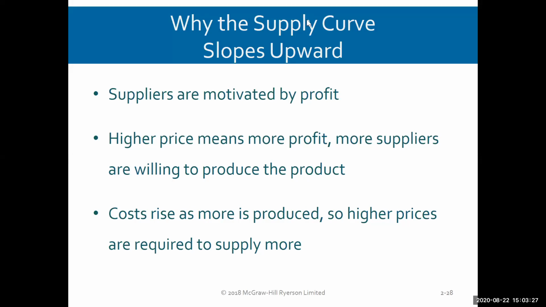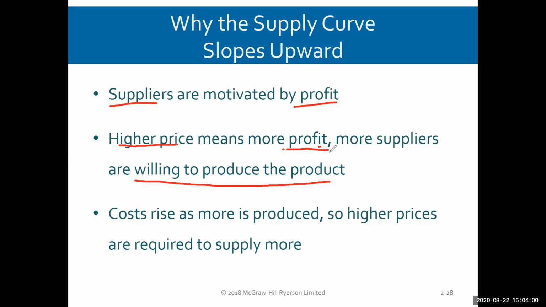So why does the supply curve slope upward? We did the same thing for demand. We explained why the demand curve sloped downward. Why does the supply curve slope upward? Well, suppliers or producers, they're motivated by profit. Now, not all of them are as strongly motivated as others, but they have to be motivated by profit to a certain degree. And if there's a higher price, that generally means more profit. And if there's more profit, then more suppliers are willing to produce the product, so the quantity supplied is higher. So that explains the upward sloping supply curve, right?